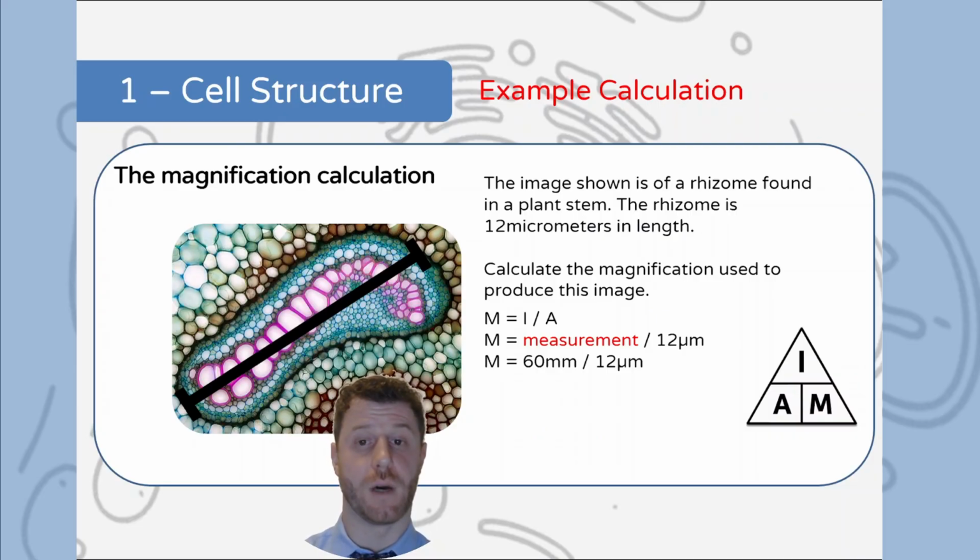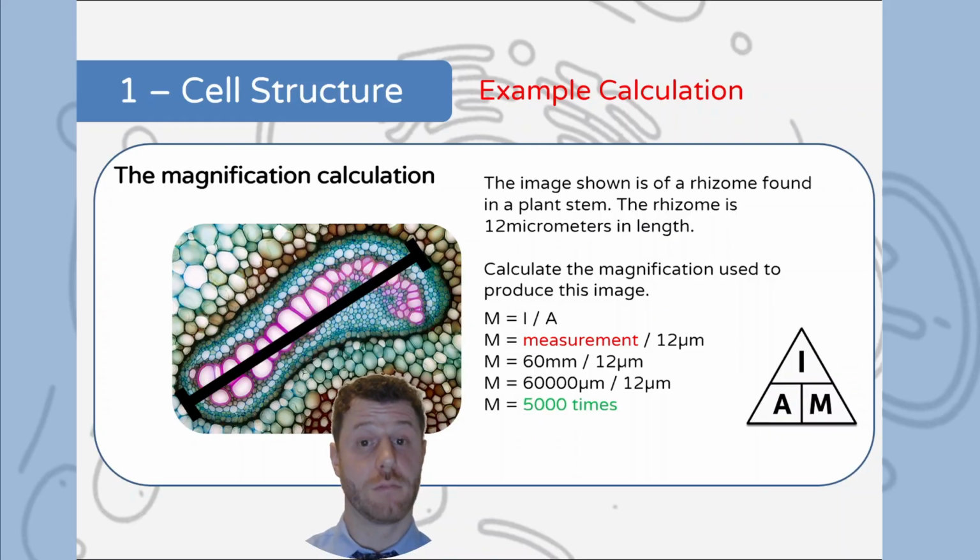Millimeters cannot be divided by micrometers because it's a different unit, which is where we need to use that unit conversion that you've just made a note of in your textbooks, or I hope you made a note of in your textbooks. So 60 millimeters is the same as 60,000 micrometers. I times my image measurement by 1,000, which is how we move between millimeters and micrometers. Finally, I can actually carry out that division, which gives me an answer of 5,000 times.